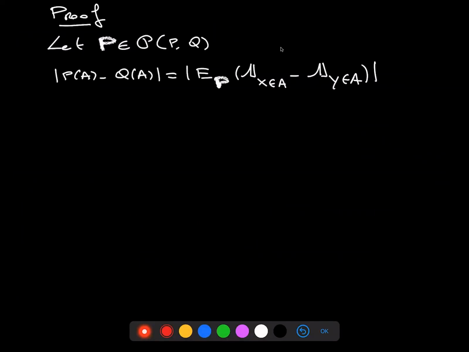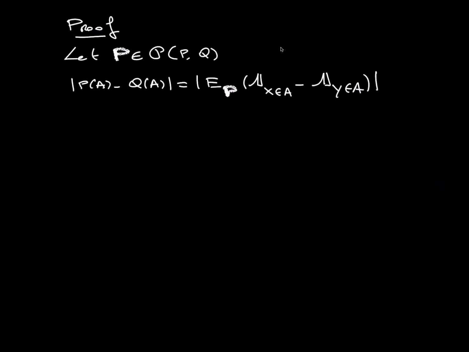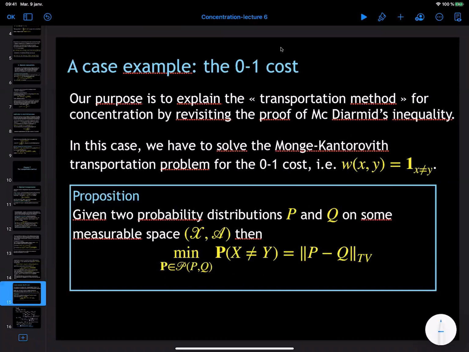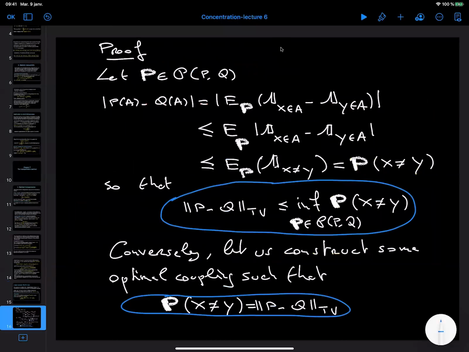First of all, we have to prove that when you take a coupling, the quantity which is involved, I've come back to the preceding slide, the quantity which is there, which is a probability that x is different from y, we want to show that this quantity is always larger than the total variation distance for all coupling. And after that, we shall have to build an optimal coupling and show that it achieves the total variation distance. So let's see that again.